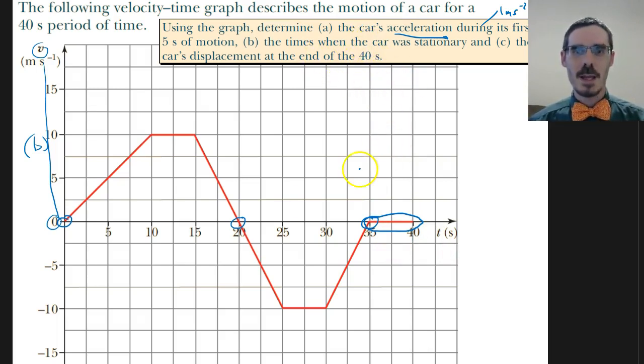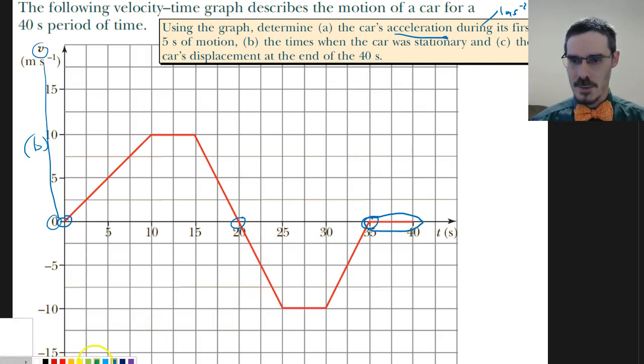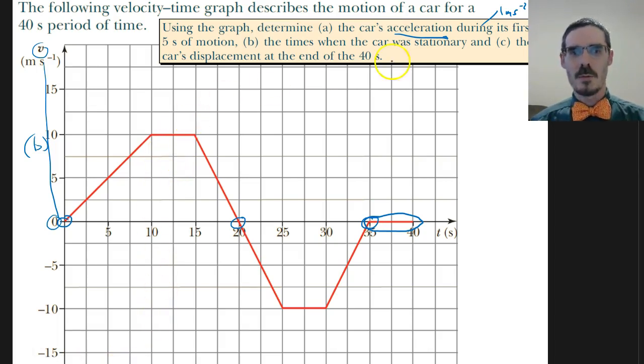The displacement at the end of 40 seconds. For me to work that out, I'm just choosing a different colour so it's not quite so confusing. How about we go for purple? For C, I'll circle in purple so we know, we have to work out how far it's moved at each of these sections so we know where it is at the end. In fact, as soon as we get here, we know because it hasn't moved in this section.